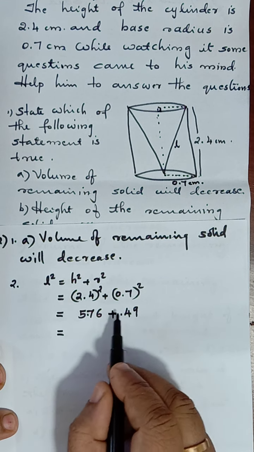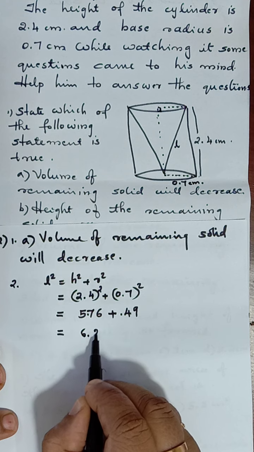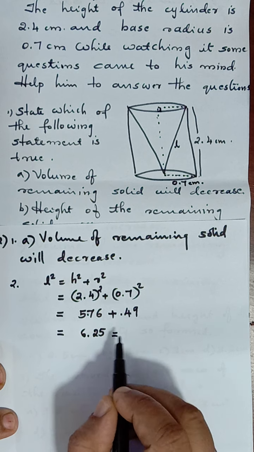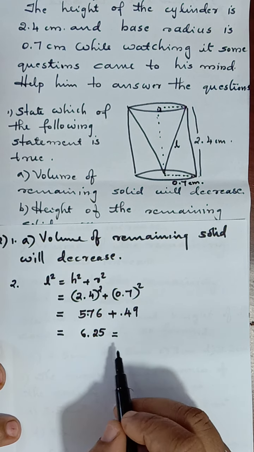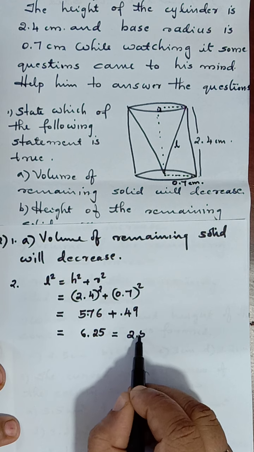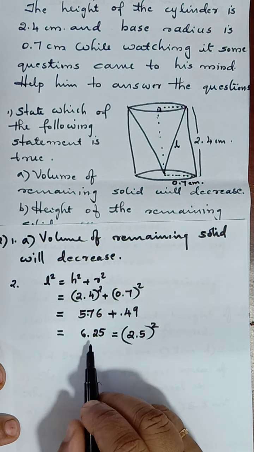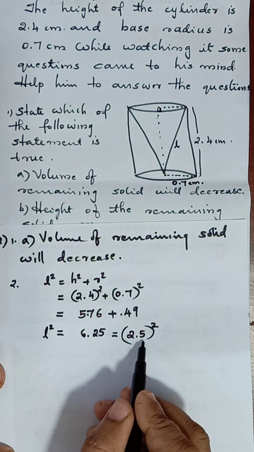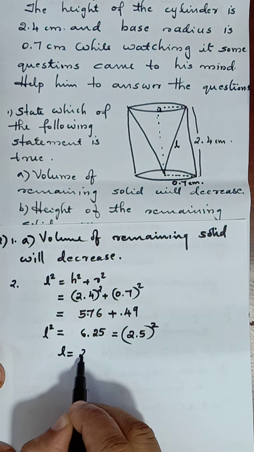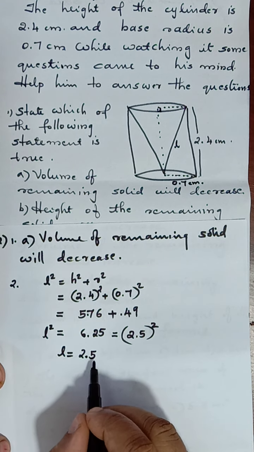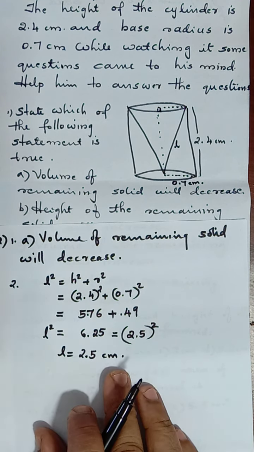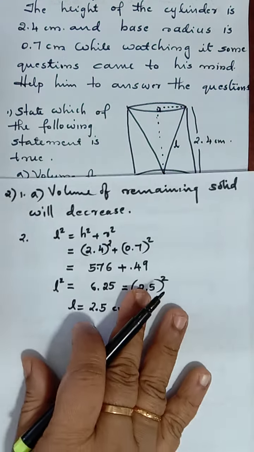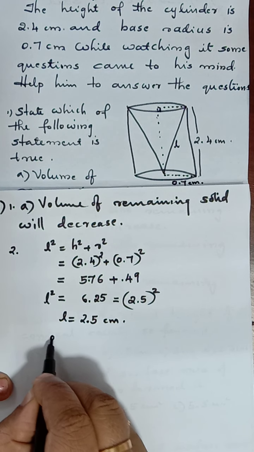5.76 plus 0.49. When we add, we'll be getting it as 6.25. After decimal, you have to add this to 6.25. Isn't it? 25 square is 625. Therefore, 2.5 whole square is 6.25. L square is equal to 2.5 whole square. Therefore, L is equal to 2.5 centimeter. Here it is option A. Option A, you can say 2.5 centimeter. So you write the answer option A.